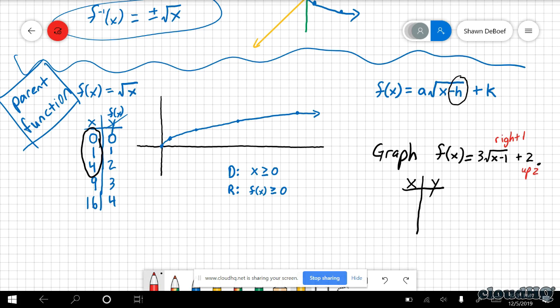We're going to go up 2, and the 3 is going to stretch it. I don't have to worry too much about that stretch. It's mostly the right 1 that I want to focus on at the moment. If we're shifting right 1, how do I use the 0, 1, and 4 that I had before and move them all right 1? I would just add 1 to each of them. Think about the 0, the 1, and the 4 that we had before. Add 1 to each of them.